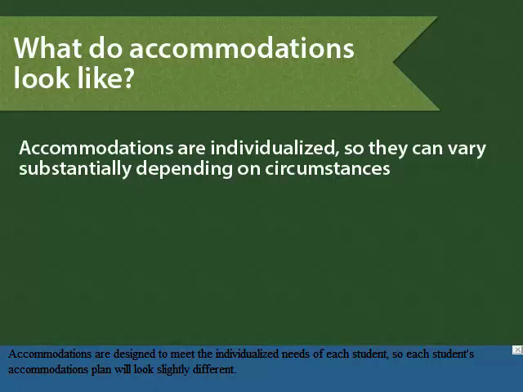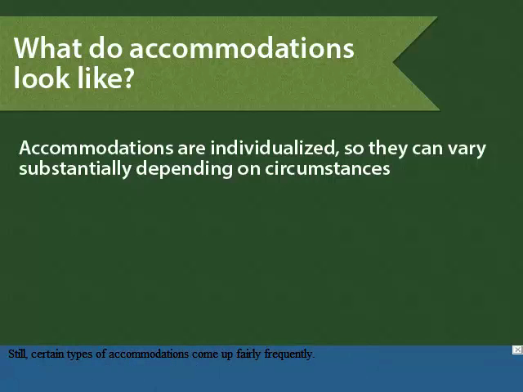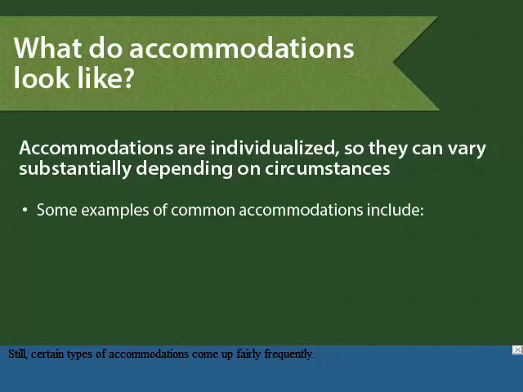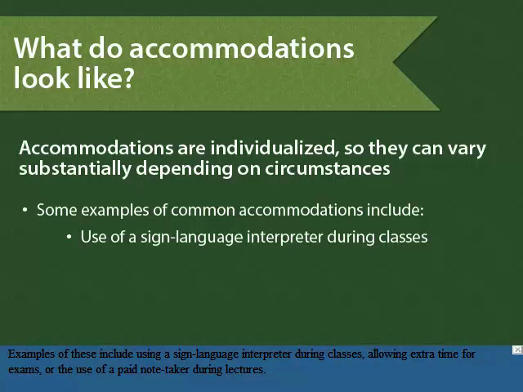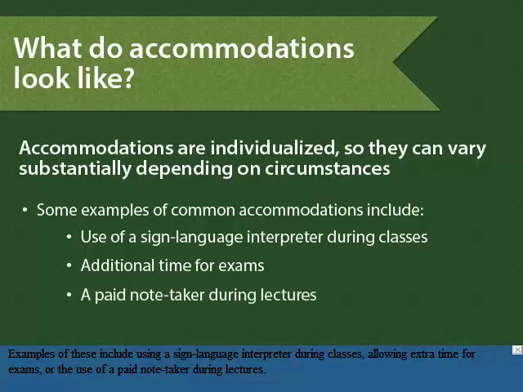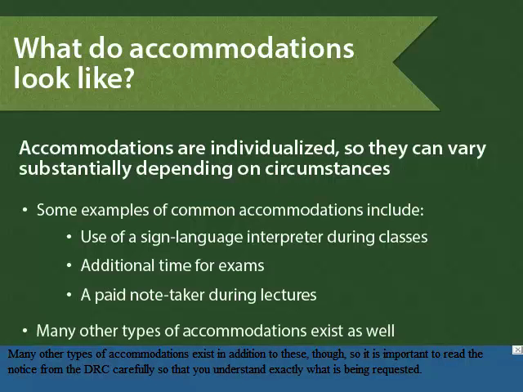Accommodations are designed to meet the individualized needs of each student, so each student's accommodation plan will look slightly different. Still, certain types of accommodations come up fairly frequently. Examples of these include using a sign language interpreter during classes, allowing extra time for exams, or the use of a paid note-taker during lectures. Many other types of accommodations exist in addition to these, though, so it's important to read the notice from the DRC carefully so that you understand exactly what is being requested.